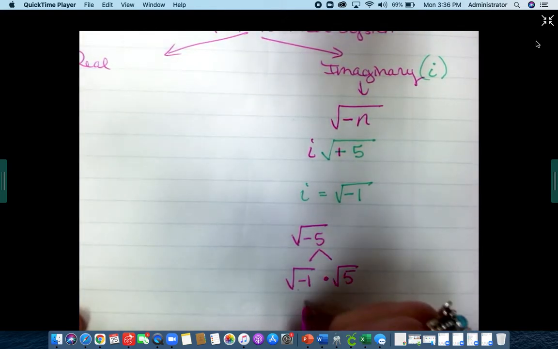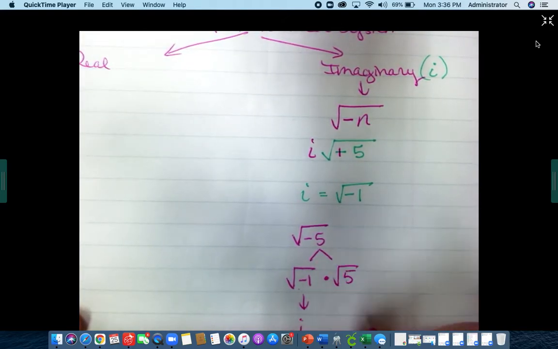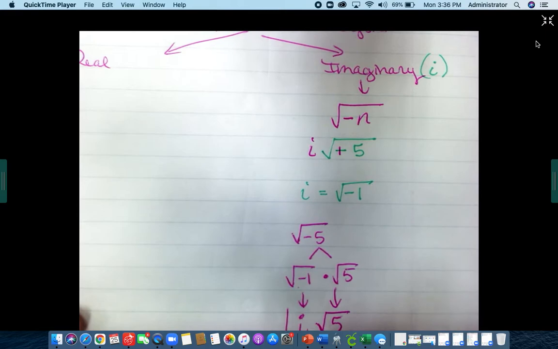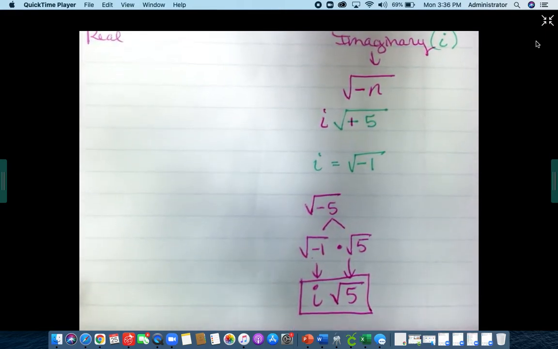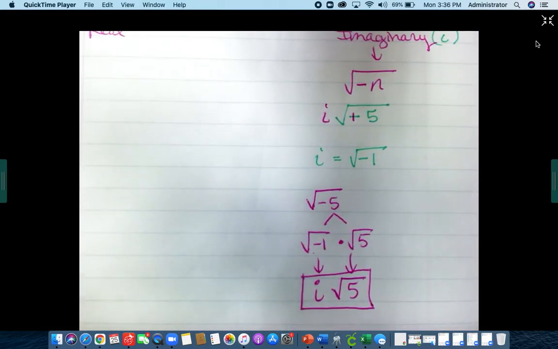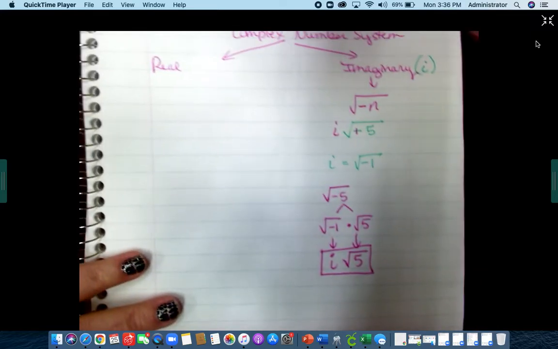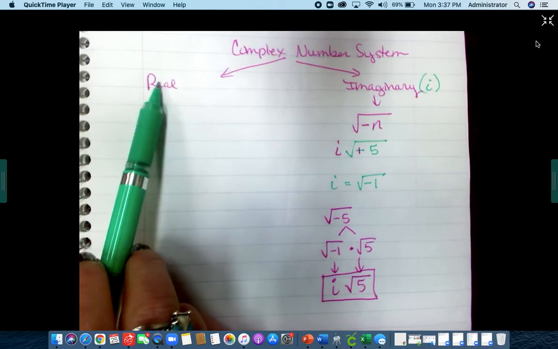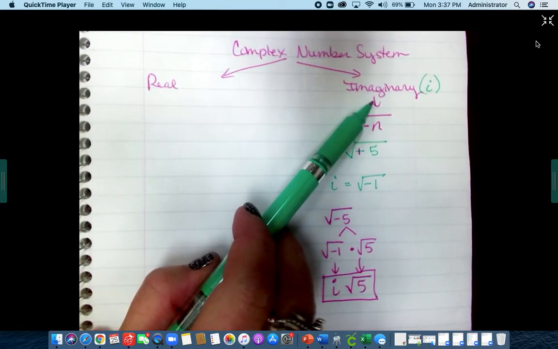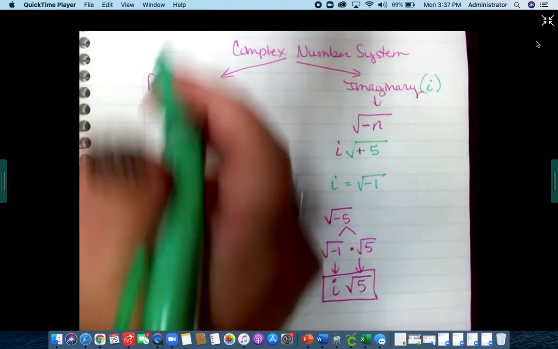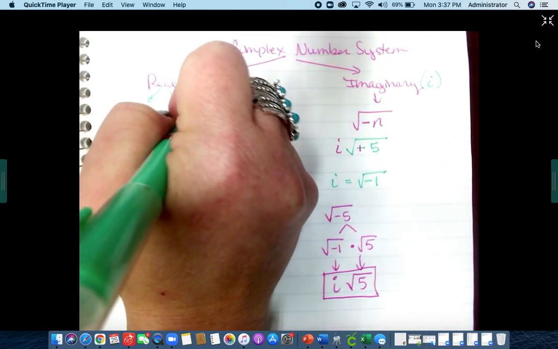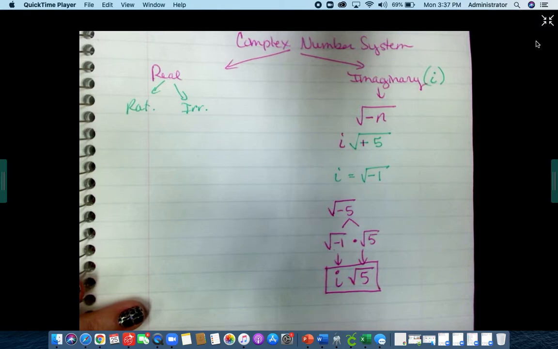The square root of -1 being i, and then the square root of 5 being an irrational number that we can no longer simplify. So therefore, our answer would look like i square root of 5. So let me recap. The complex number system is made up of real numbers and imaginary numbers. We've already talked about real numbers. These are your rational and irrational numbers, which we've just tested on.